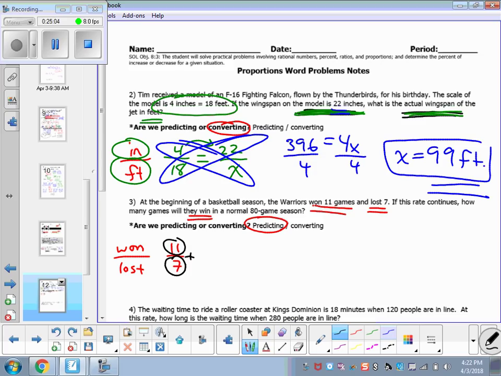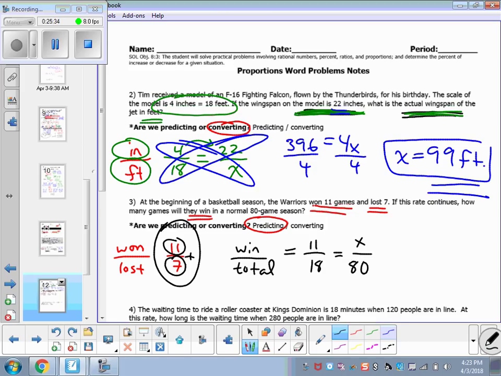11 plus 7 is 18. Now, why do we care about 18 total games? Because we want to know how many we can expect to win, and I should say win, not won. We want to predict how many wins out of 80 total games. So we're going to go back to the idea that they won 11, but now we're going to see it's out of 18. 11 wins out of 18 games so far means we can use that to predict how many wins out of 80 total games. So there are going to be times when you have to add, that's what that is, an add. You might need to add those numbers together to get the total.